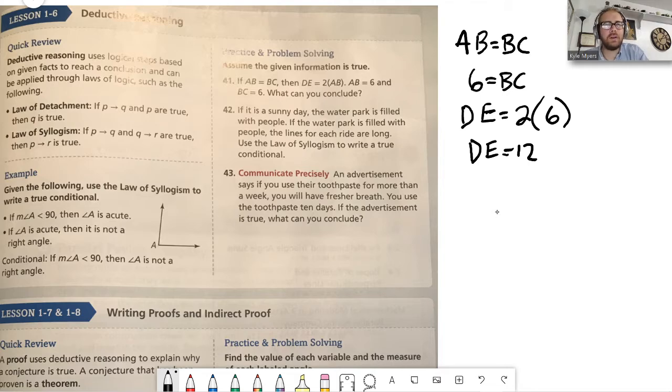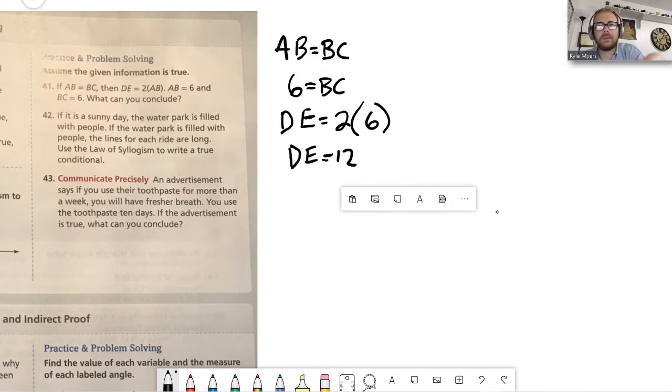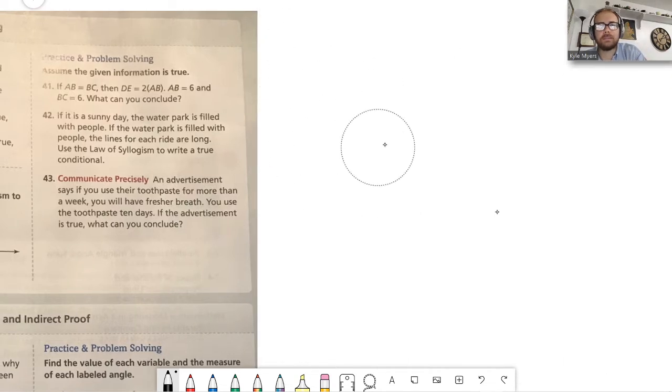And then 42, I'm going to move this over a little bit more so I have some more space over here. Actually, I'll probably just erase this here. 42: if it is a sunny day, the water park is filled with people. If the water park is filled with people, the lines for each ride are long. Use the law of syllogism to write a true conditional statement. All right, so if sunny, let's say this is P, then the water park is filled with people, that would be Q.